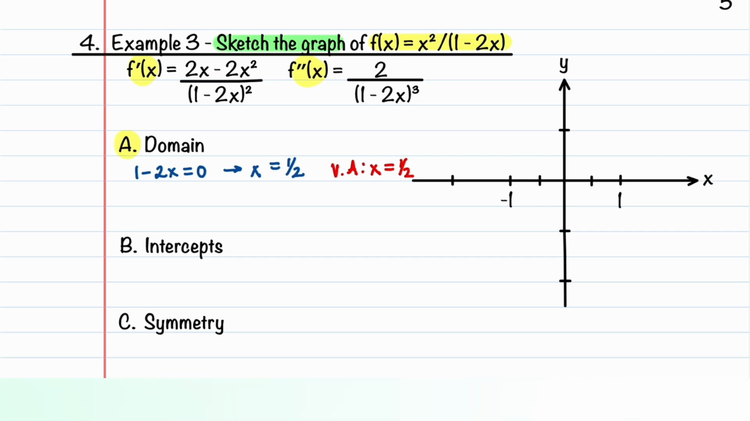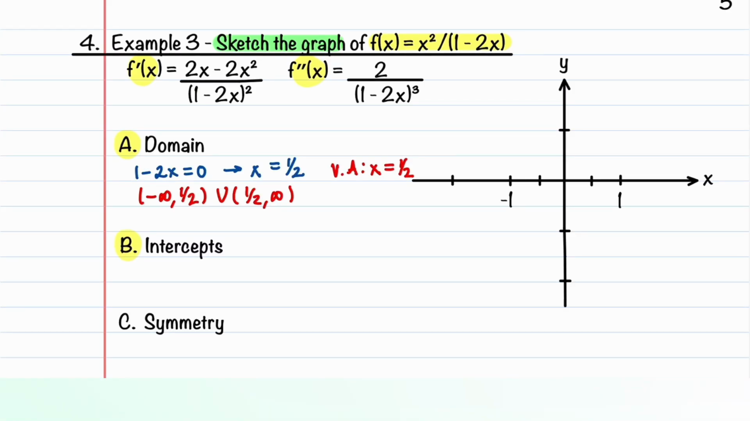Our domain then is going to be all points from minus infinity to 1/2 union 1/2 to infinity. So we're just going to bypass x is equal to 1/2 because that's where we have our vertical asymptote. Let's now look at intercepts.